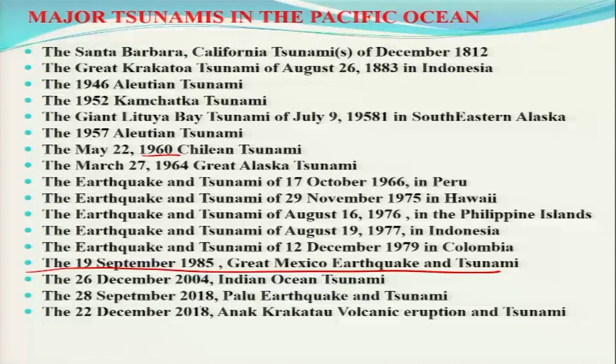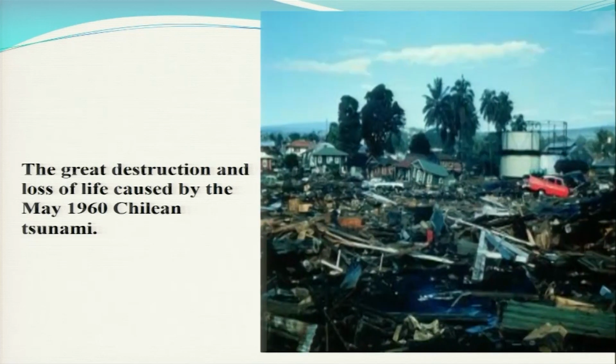So you can understand that this was in September, and another was triggered in 2018, again in December, and that was because of the Krakatau volcanic eruption. So the destruction which was observed in the 1960 Chilean earthquake.